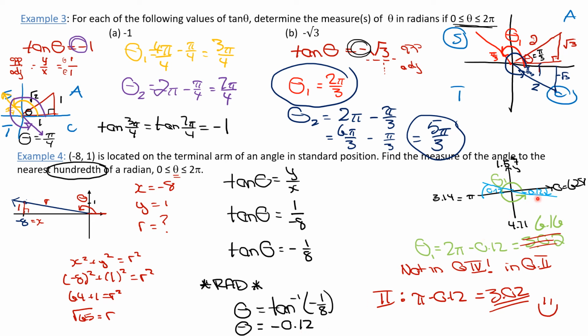The other thing is that it gave us an answer in quadrant 4, which isn't helpful because clearly negative 8.1 is in quadrant 2. So in quadrant 4, we would get 2 pi minus 0.12. We would get 6.16, but that's not the right answer because we're not in quadrant 4. So none of this even matters. We want quadrant 2. Quadrant 2 is pi minus 0.12, 3.02. That's example 4. We're not done yet. If you haven't taken a break yet, maybe now is a good time because we've got a little bit more to go.